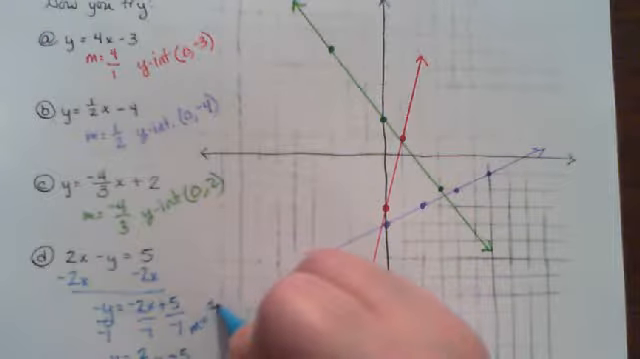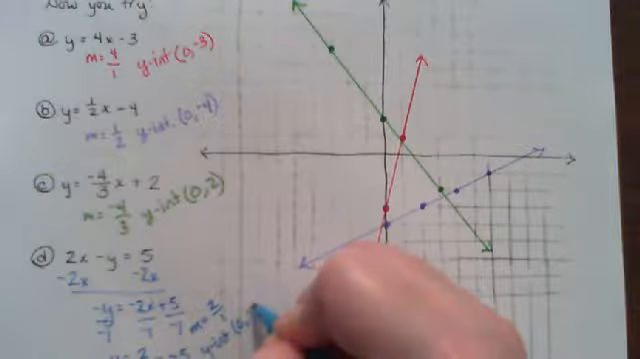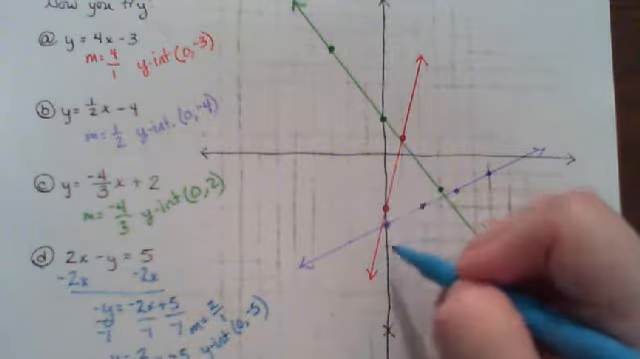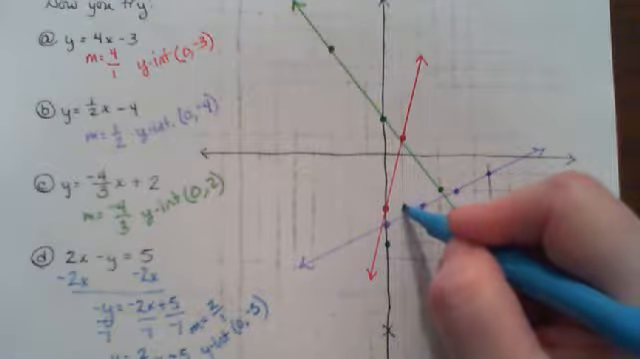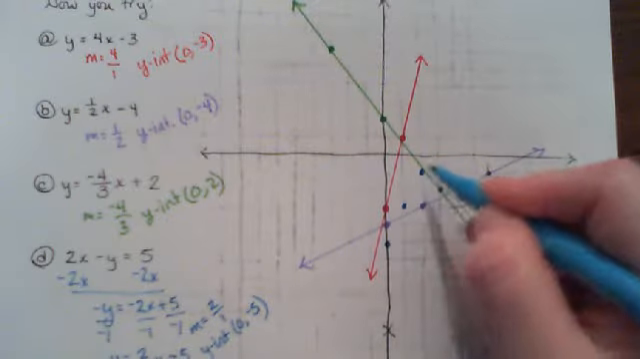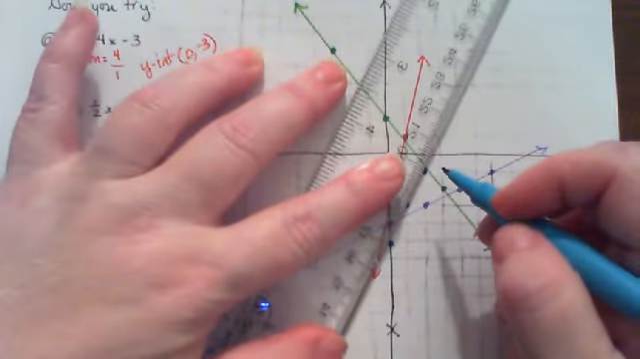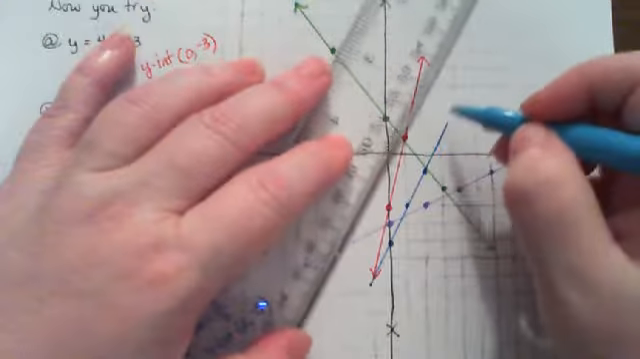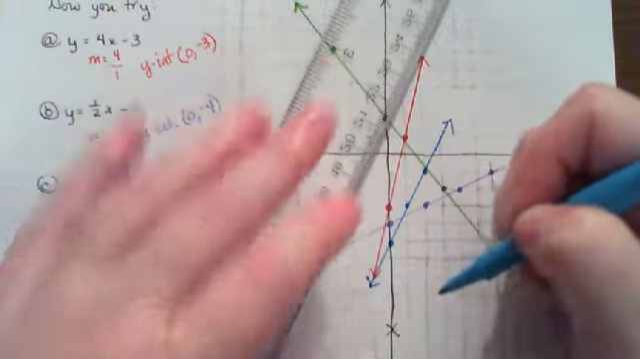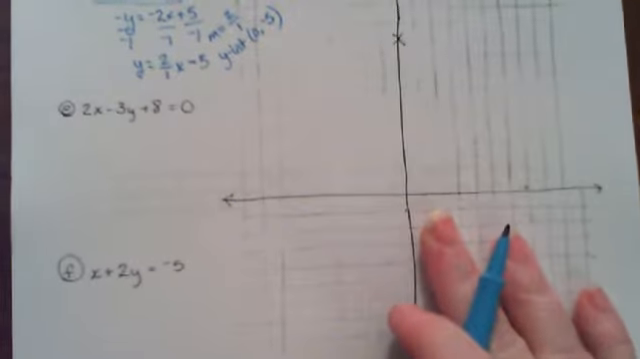So my slope is equal to 2 over 1. My y-intercept is 0, -5. That's down here. And then I go up 2 and over 1. For the last two.